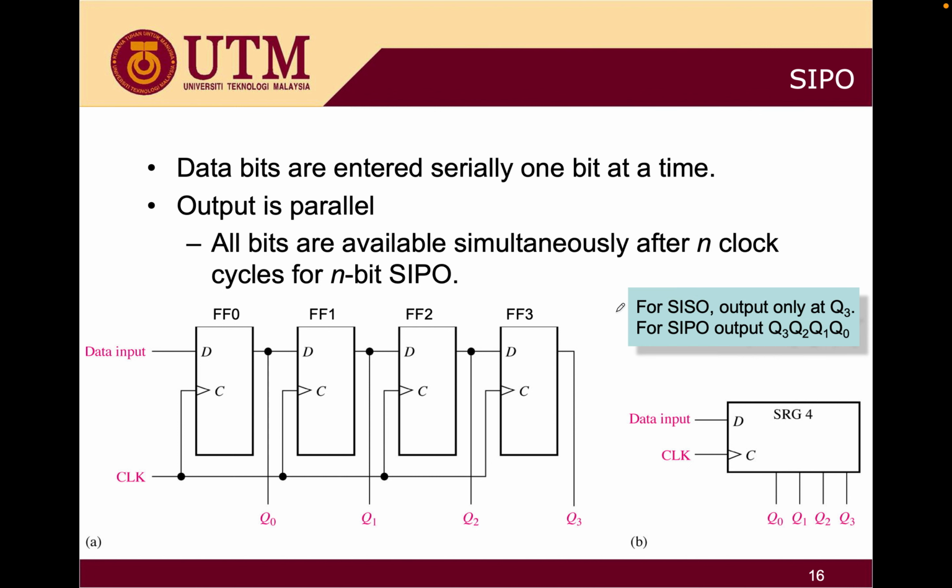CISO output is only at Q3, so you only measure at the Q3 output. But for SIPO parallel, it's going to be all from Q3, Q2, Q1, and Q0. That is the first differentiation that you need to know between CISO and SIPO.